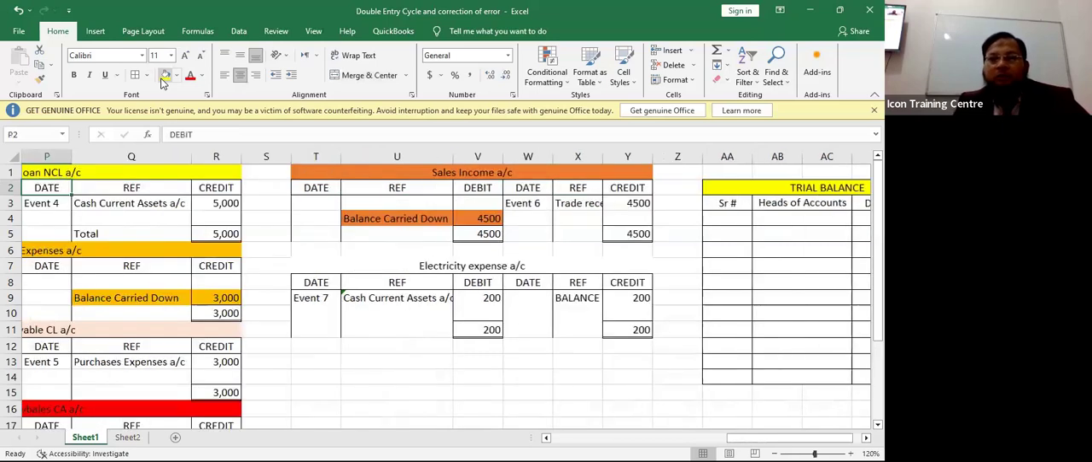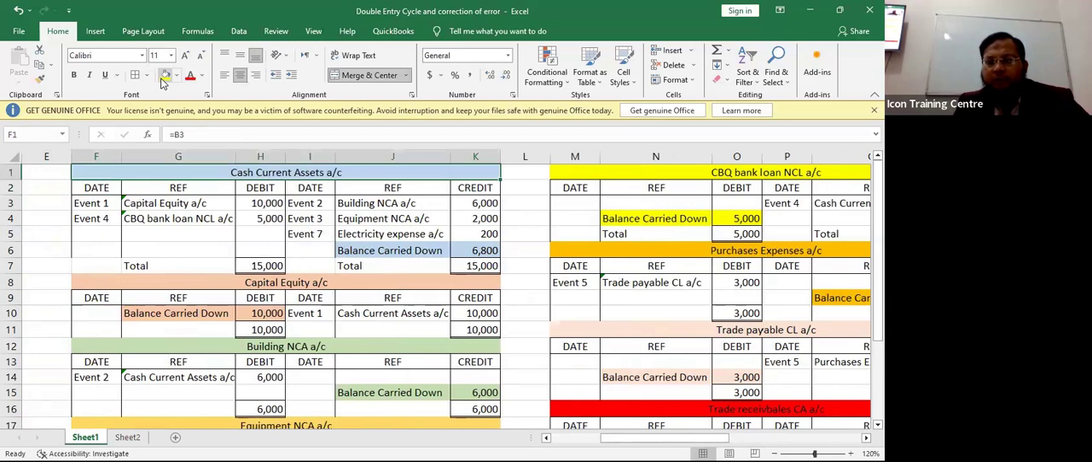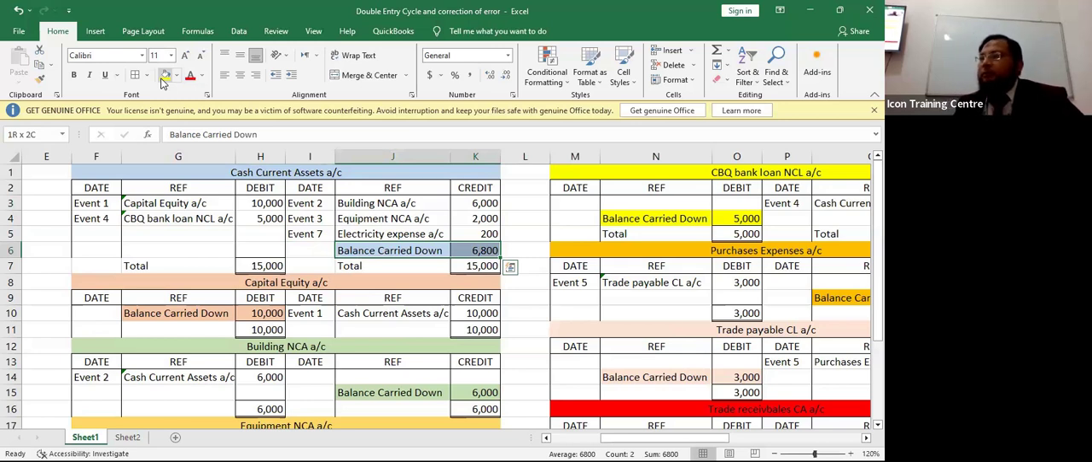Right? So it is very easy to create. Let's suppose we talk about this first account, which is cash, a current asset account. Now the balance we have is 6,800. Now the question is, is it a debit balance or credit balance? This is a debit balance. Why? Because the debit side is heavier.